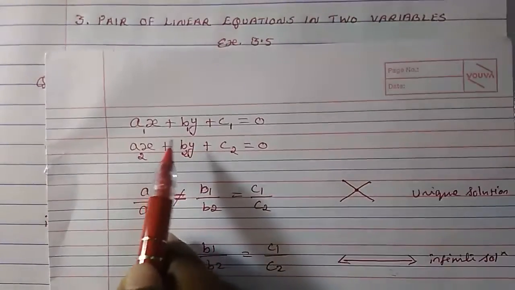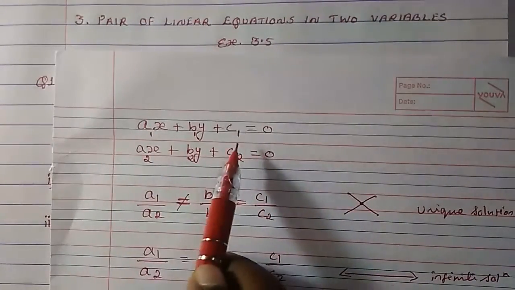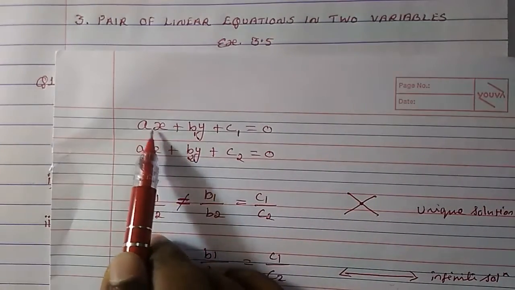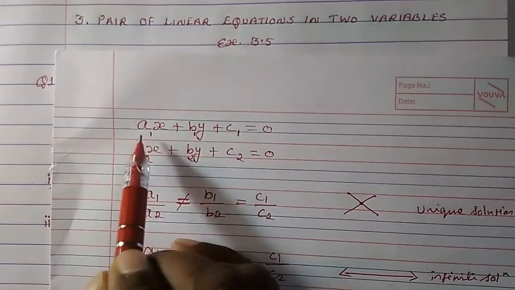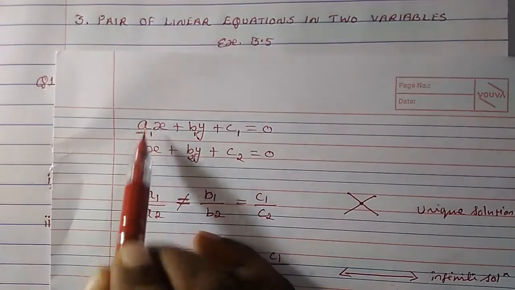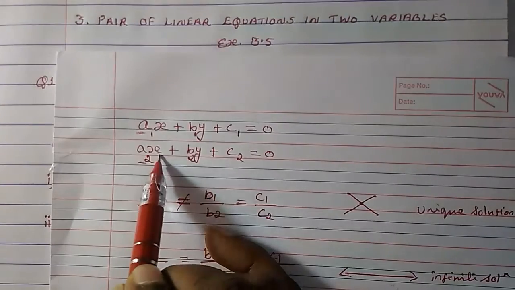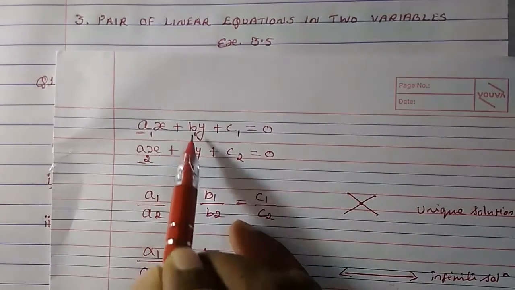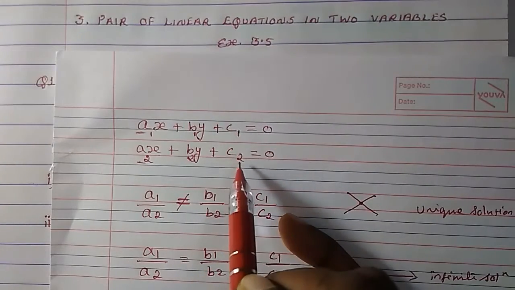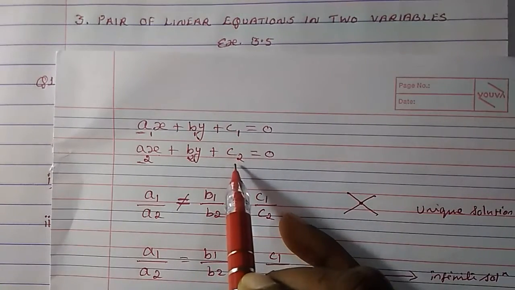This is your general formula of linear equations. So you have two equations here. In the place of a1, a2, we have some coefficient, some number. So x remains the same. In the place of b1 and b2, consider there are some numbers. And in the place of c1 and c2, some numbers are there.